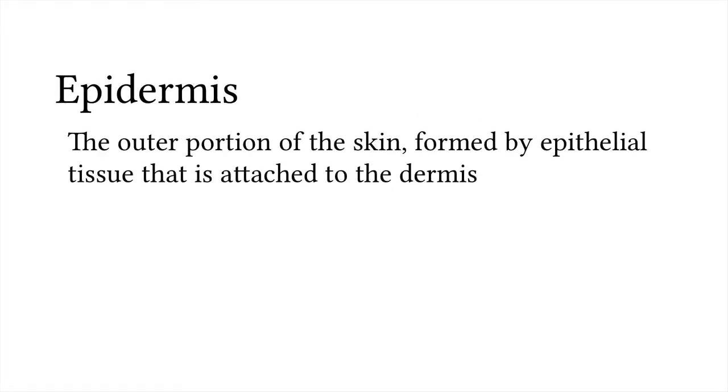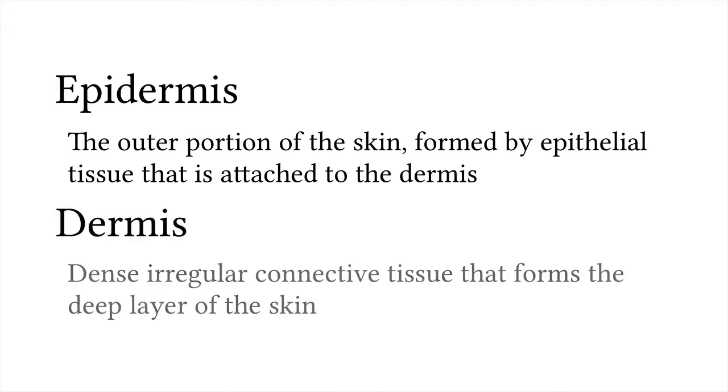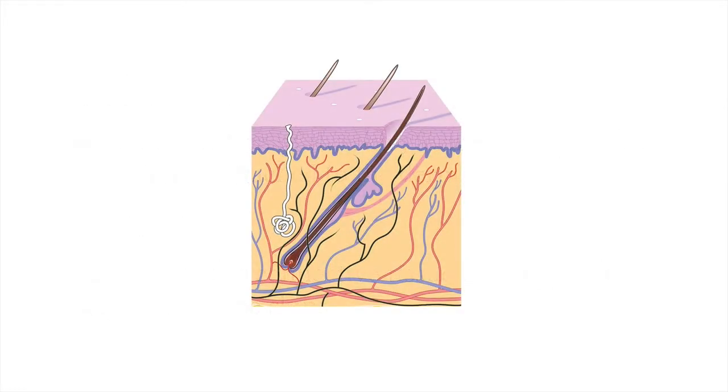The epidermis is the outer portion of the skin formed by the epithelial tissue that is attached to the dermis. The dermis is dense, irregular connective tissue that forms the deep layer of the skin. I already discussed the tissues of the skin in the last module, but you may remember that the epidermis is made of stratified squamous epithelial tissue. Remember that stratified means it is layered like strata, and squamous means it is squashed or flattened.